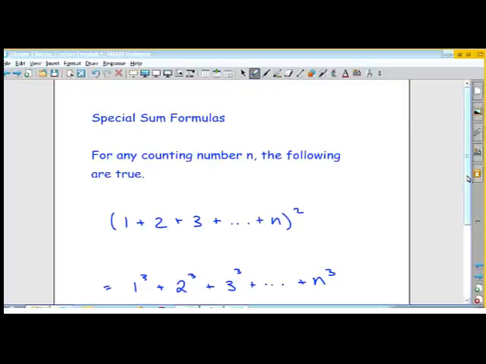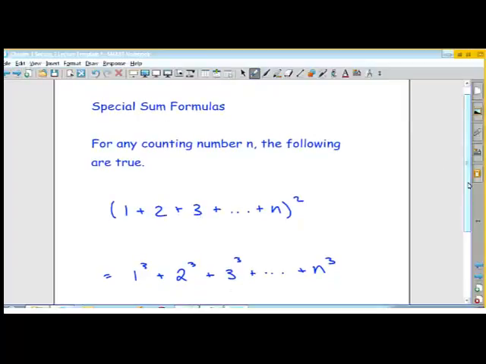Here's another one. It's kind of cool. If you add up the numbers from 1 to some number n, whatever it is, and you square that sum, that equals each number by itself cubed, added up. Why that is, I don't know. So again, this is an example of a rule, and you could apply that rule to any value of n that you wanted to.